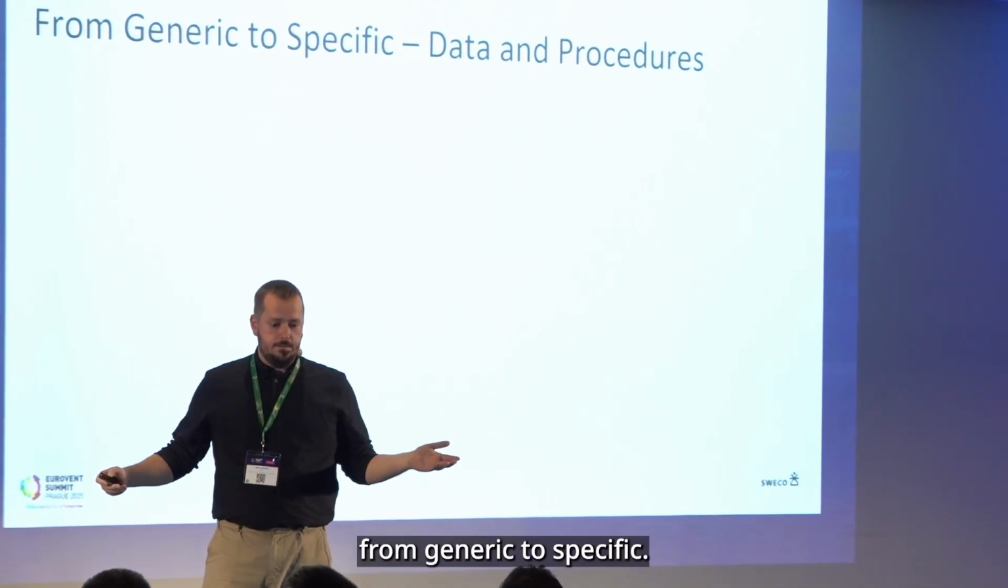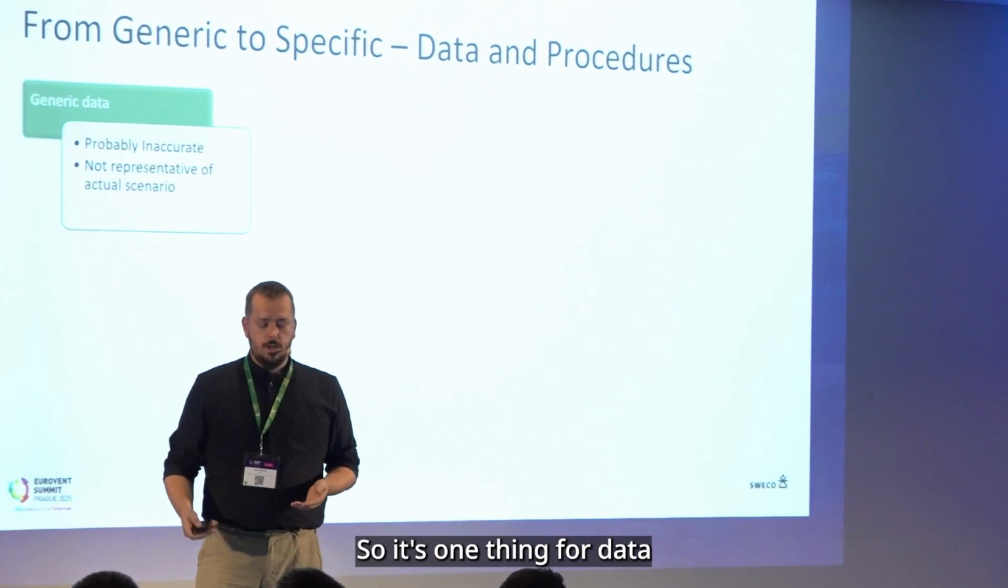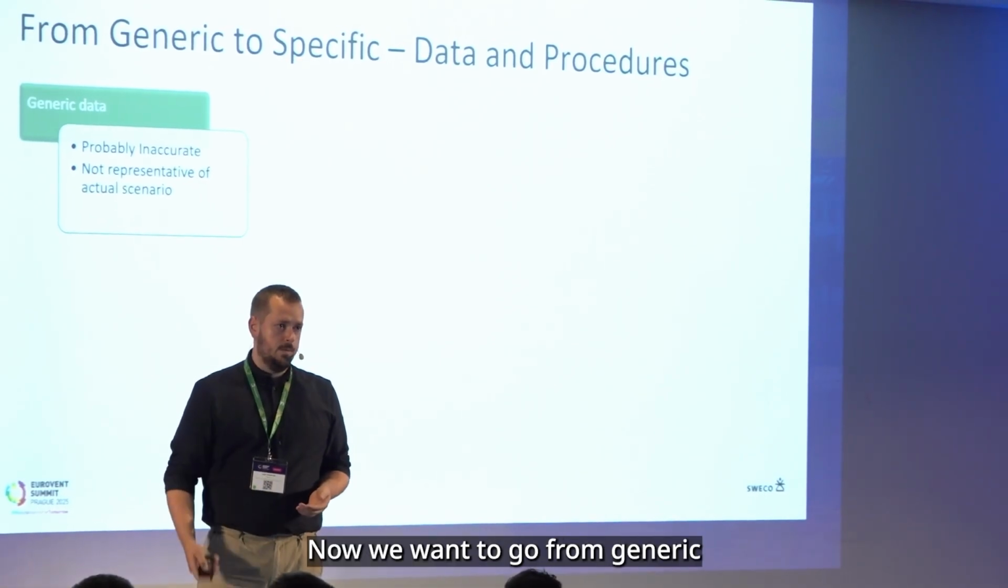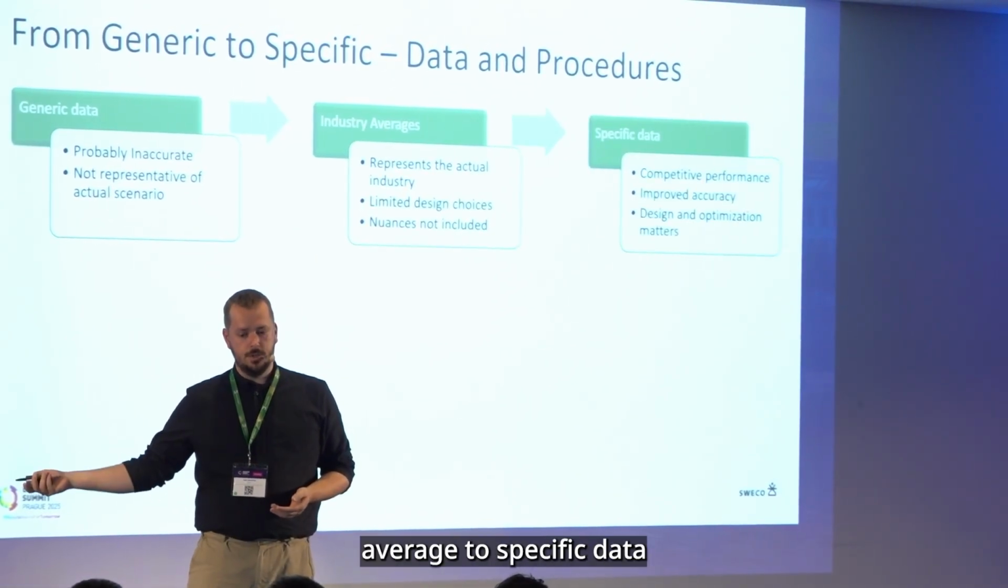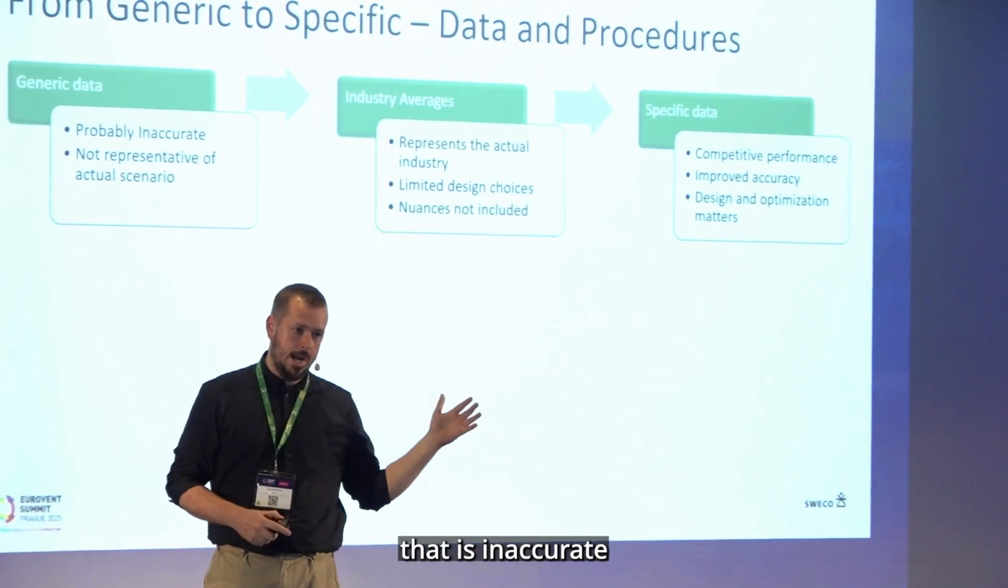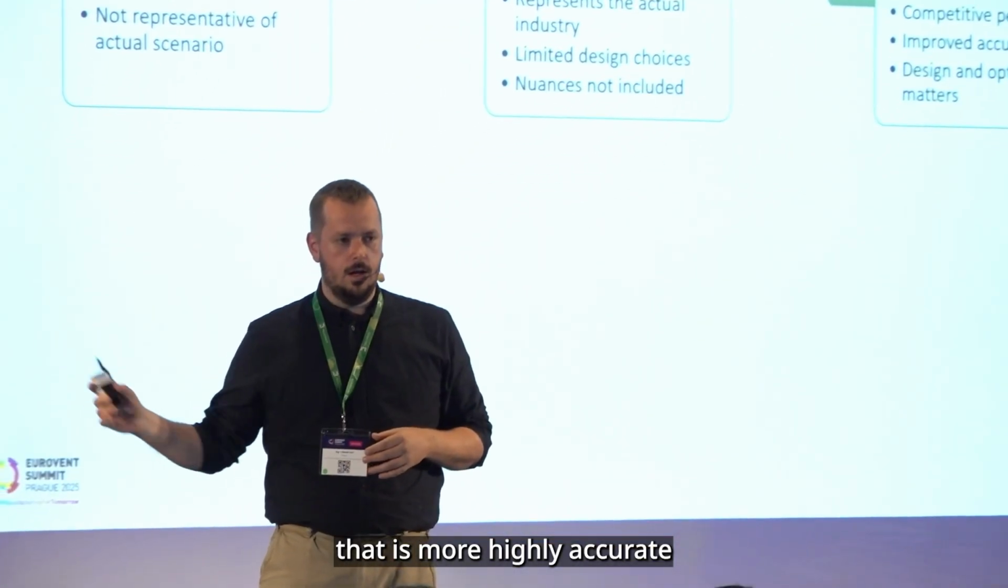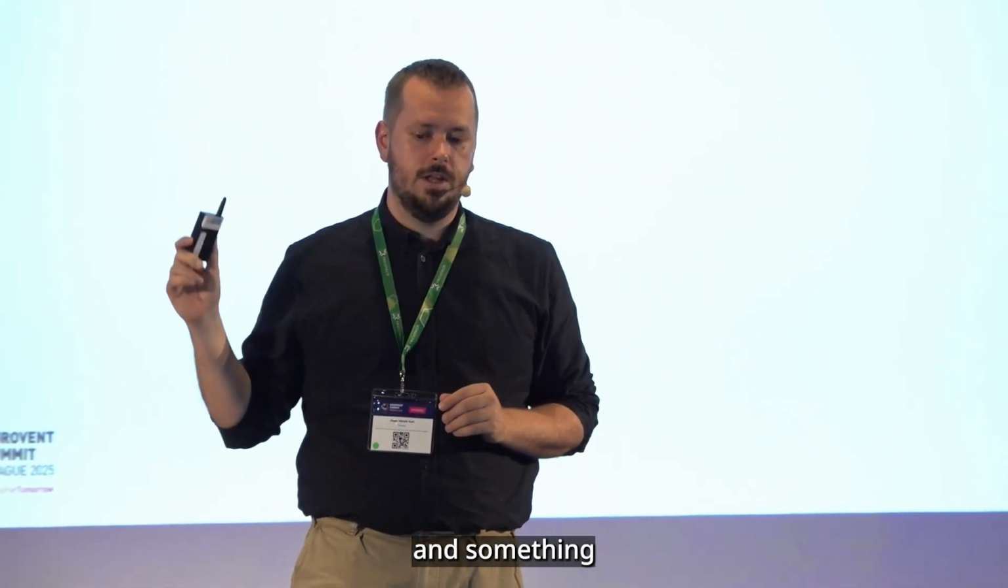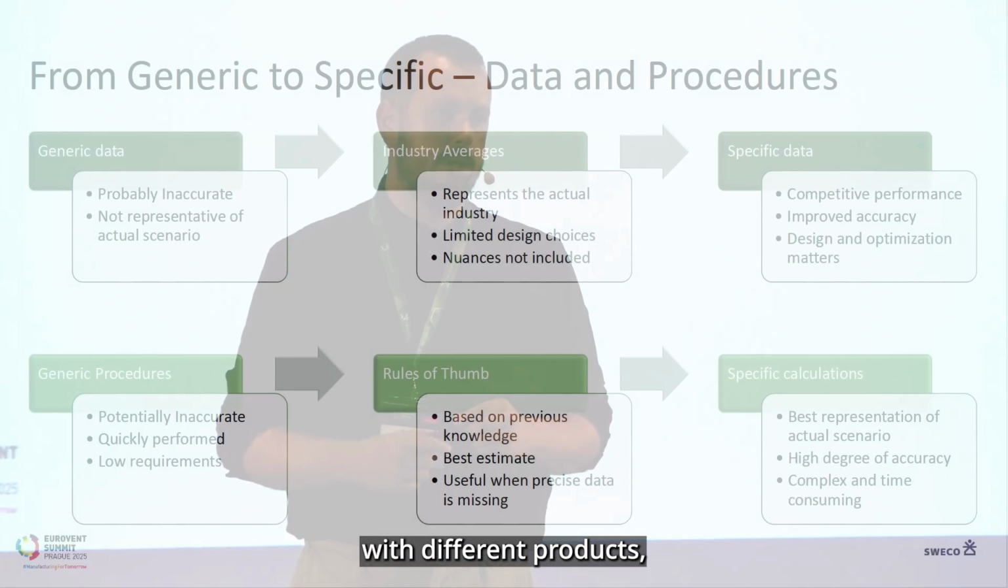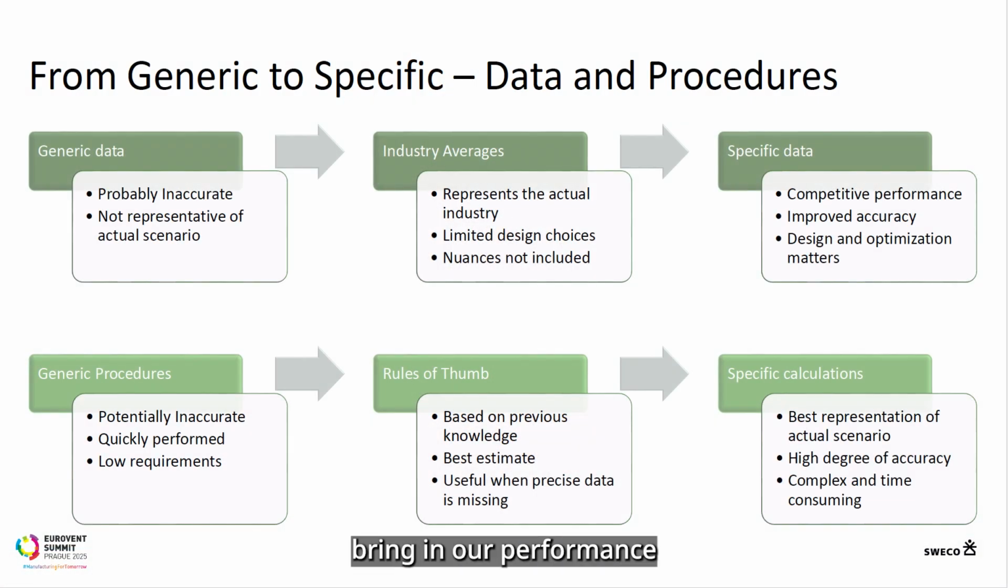How do we then get from generic to specific? It's one thing for data. I mentioned it now. We want to go from generic to industry average to specific data, from something that is inaccurate to something that is more highly accurate, and something where we can compete with different products, where we can bring in our performance and all the stages of our production to then perform better or at least more suitable for the building case. But in the same way, we have an issue in procedures.